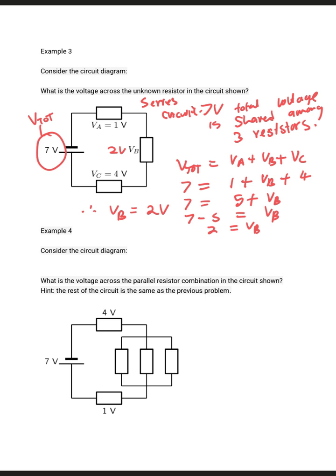Example 4. Consider the circuit diagram. What is the voltage across the parallel resistor combination in the circuit shown? Hint, the rest of the circuit is the same as the previous problem. So now to find the voltage across the parallel resistor, we see that here we have 4, right? And this is the total. This is V total.